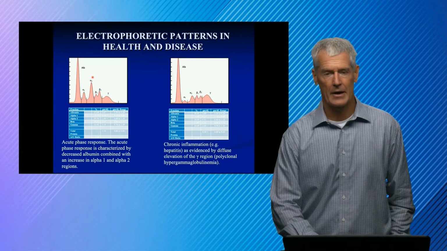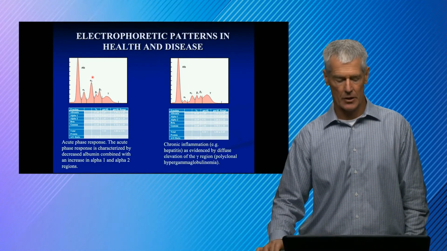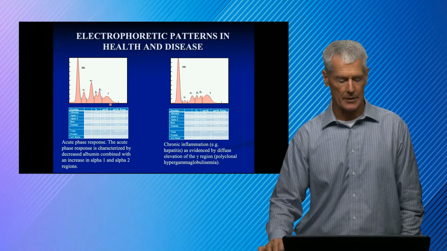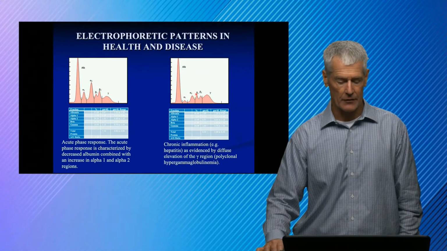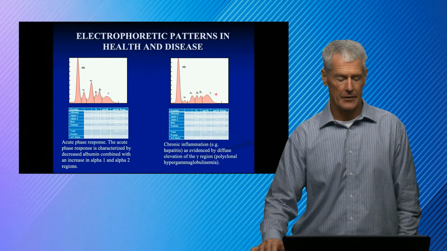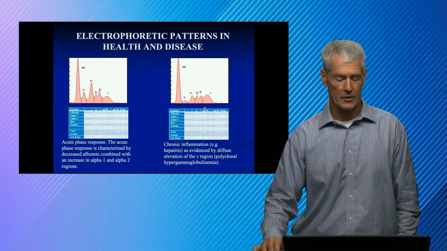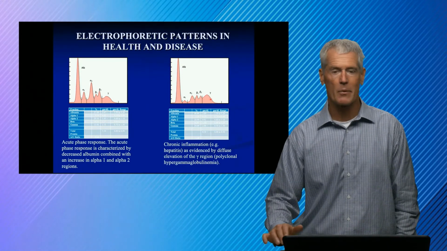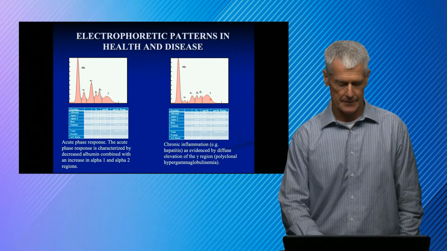This is a pattern of chronic inflammation, and so you'll notice that, so here's our normal gamma globulins. This one is elevated, so our gamma is bigger than our beta peaks, and this is consistent with chronic inflammation. So it's a polyclonal hypergammaglobulinemia.